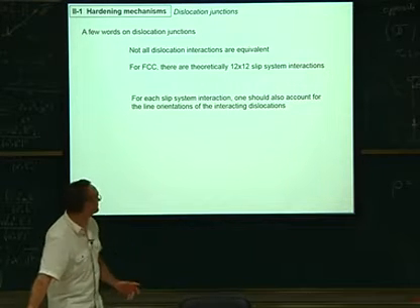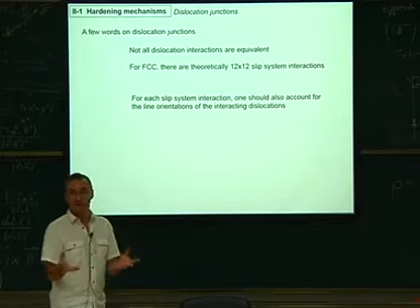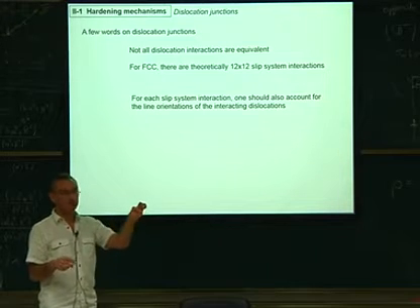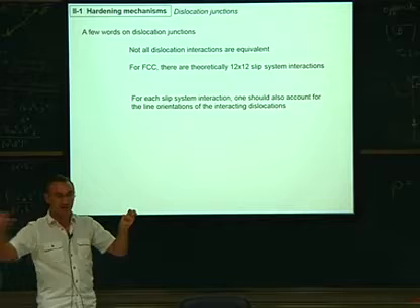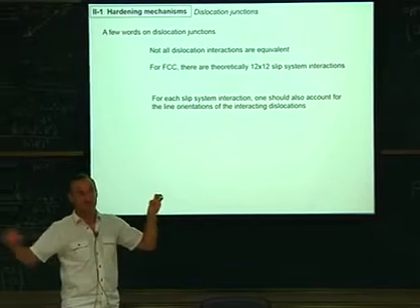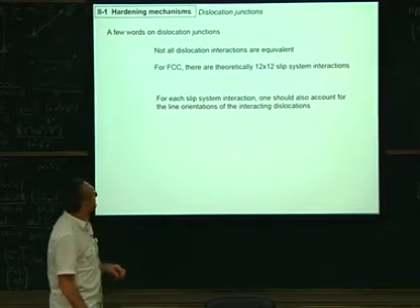And there are many. There are typically 12 by 12 slip systems that we should investigate. Each slip system, how it interacts with the other slip systems. And you should, like that, create a 12 by 12 matrix of interaction. Okay?